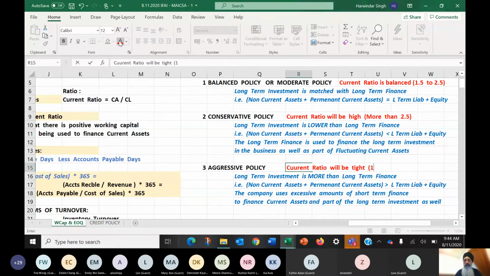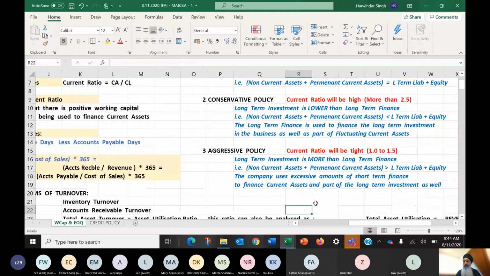Tight, so meaning to say maybe 1.0 to 1.5 is considered a bit tight. Still good, still positive, is still good, yeah. But please note that at all times, if you're talking about policy, it means current ratio will always be positive. Now, note, if current ratio is negative, that is not policy, that is bad working capital management.